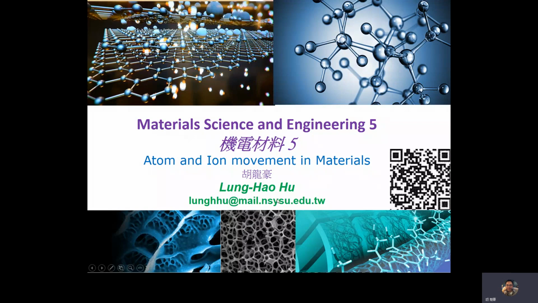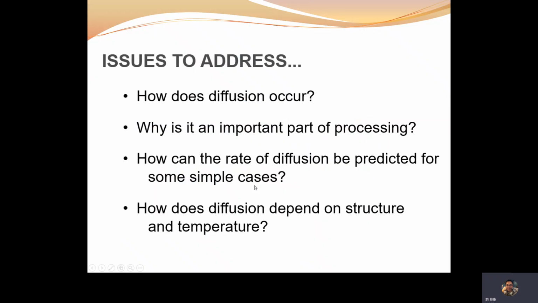Okay, so let's discuss atomic or ionic movement in materials. What's the driving force to make the atoms or ions move? What's the driving force? For this question, we have to realize how diffusion occurs, why it is an important part of processing, and how the diffusion rate can be predicted for some simple cases. And how does diffusion depend on structure and temperature?